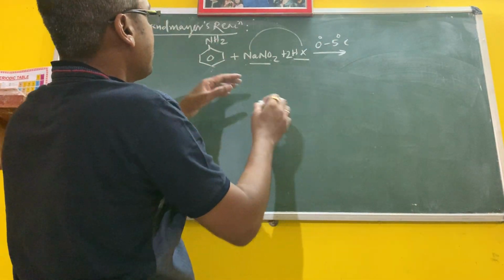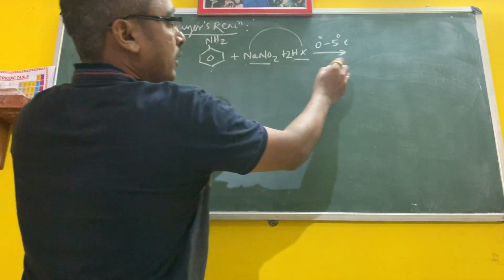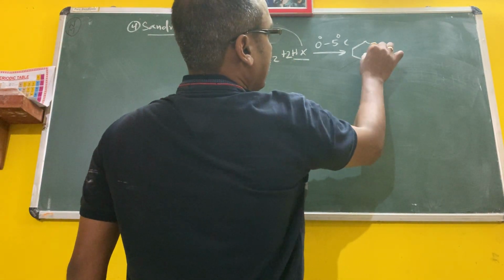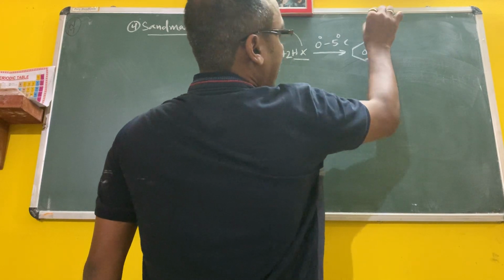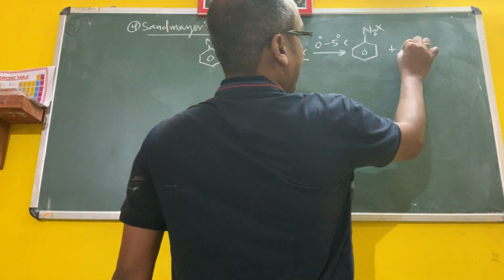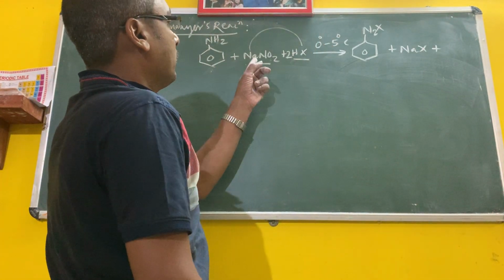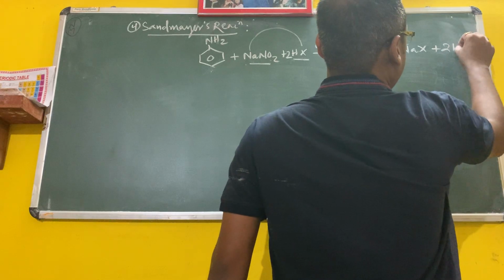Then what are the remaining things? N2X plus, what are the byproducts? NaX plus another one, 2H2O.